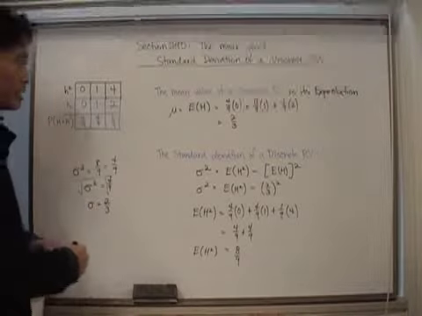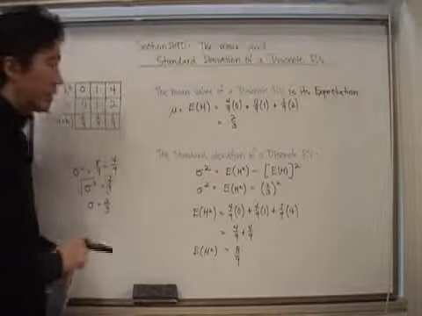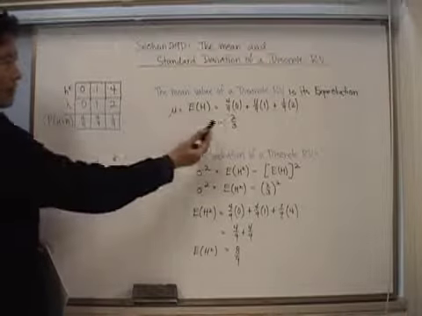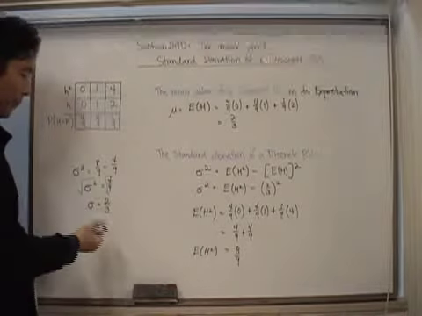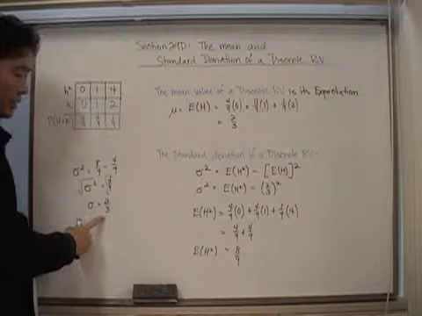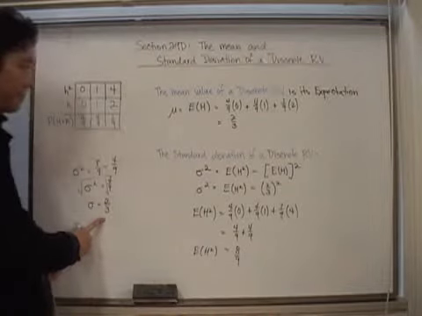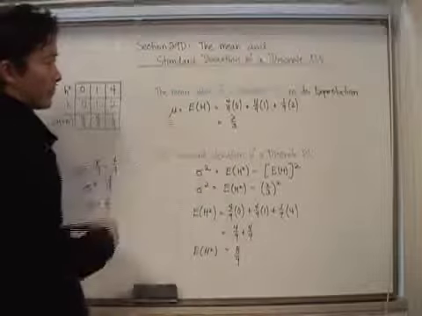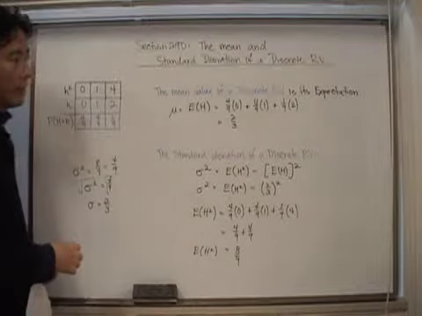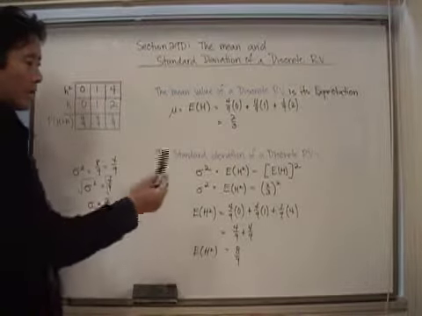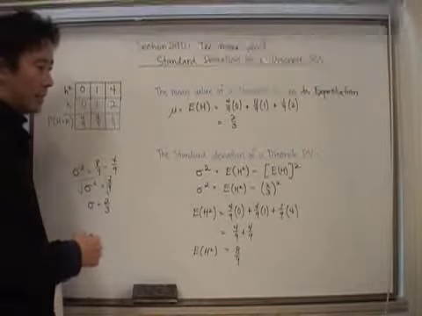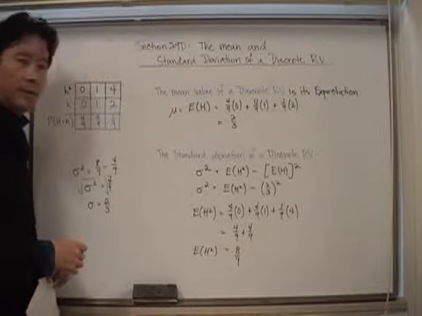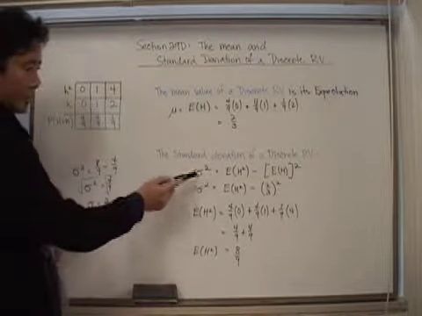In this case, just by coincidence, the mean value is 2/3, and the standard deviation is 2/3 as well. And that's how you calculate the mean value for a discrete random variable by using expectation. And that is also how you calculate the standard deviation of a discrete random variable using this formula here.